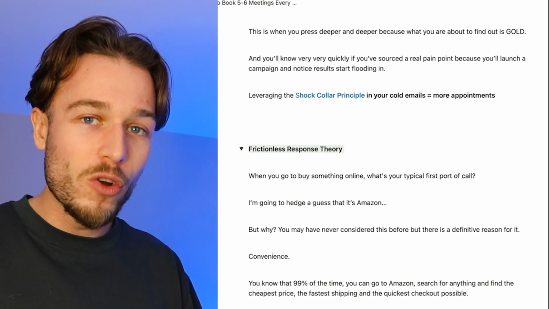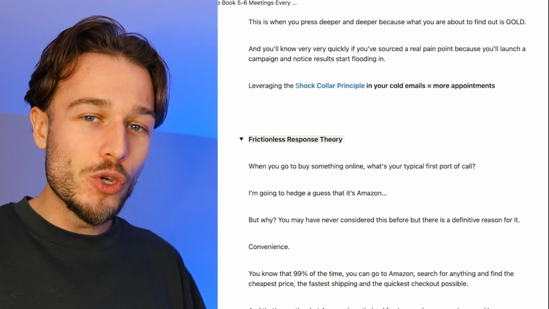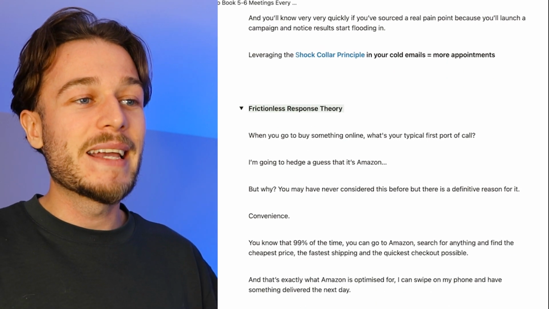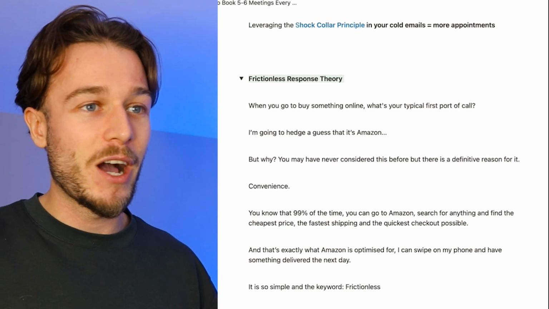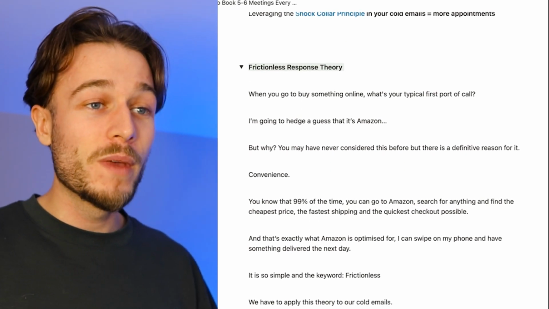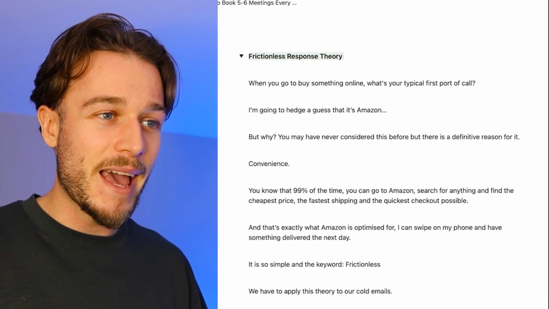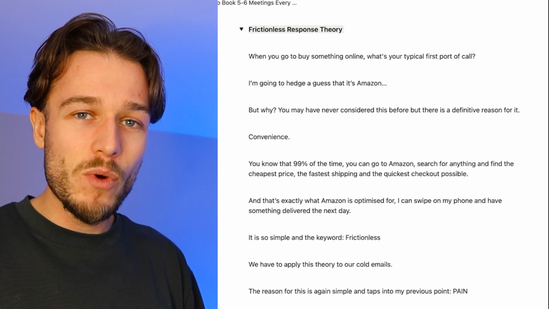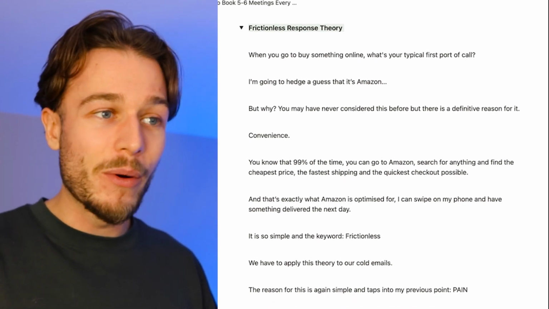And this is because it's convenient, okay? You know that 99% of the time, you can go to Amazon, search for anything, and find the cheapest price, the fastest shipping, and the quickest checkout possible. And that's exactly what Amazon is optimized for. I can swipe on my phone and have something delivered the very next day. It's so simple, and the key word here, frictionless. So we have to apply this theory to our cold email.